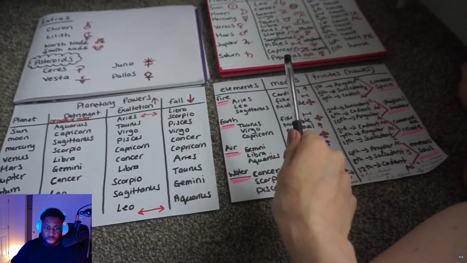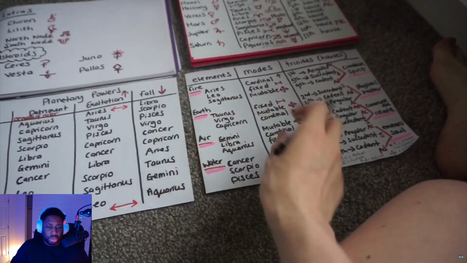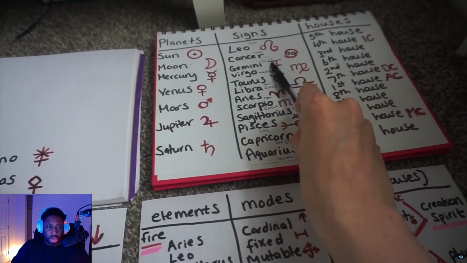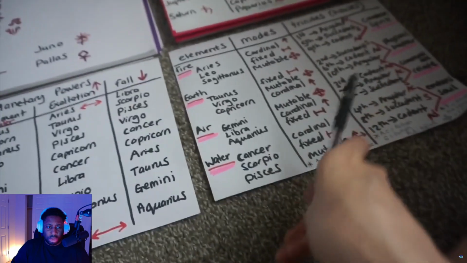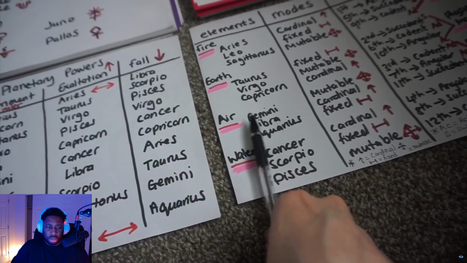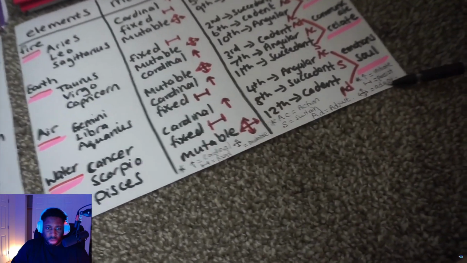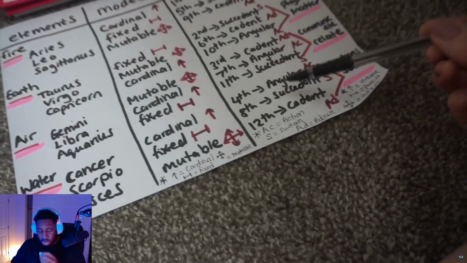So back to our paper. I said that Gemini is ruling the 8th house. Now we look to see Gemini is firstly up here. We can see that its symbol is the twins. It's ruled by Mercury. And then we go down here, we can see that Gemini is an air sign. It's a mutable sign. Therefore, mutable means adaptable.